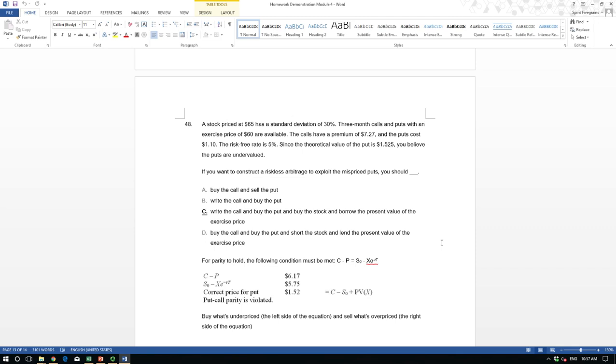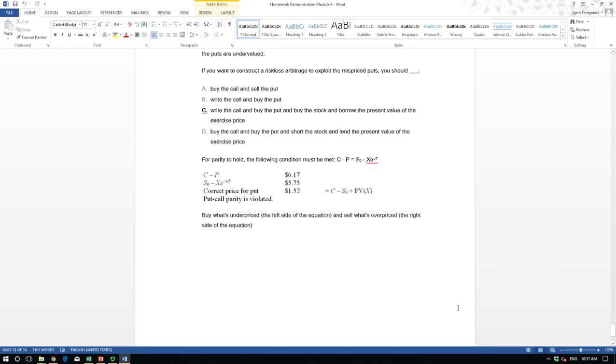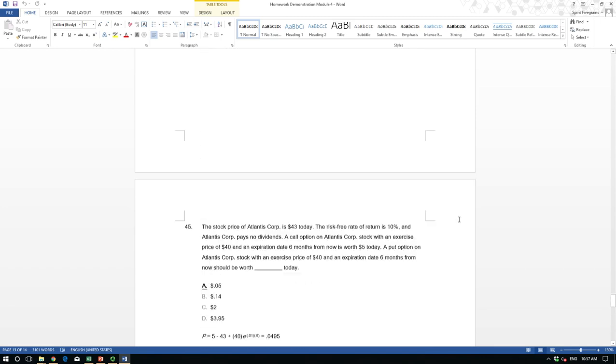So this is how arbitrage works if you find that put-call parity is violated. When it's violated, don't panic, because it's a great opportunity for you to take the free lunch in the financial market. That is arbitrage. So that concludes our chapter on options.